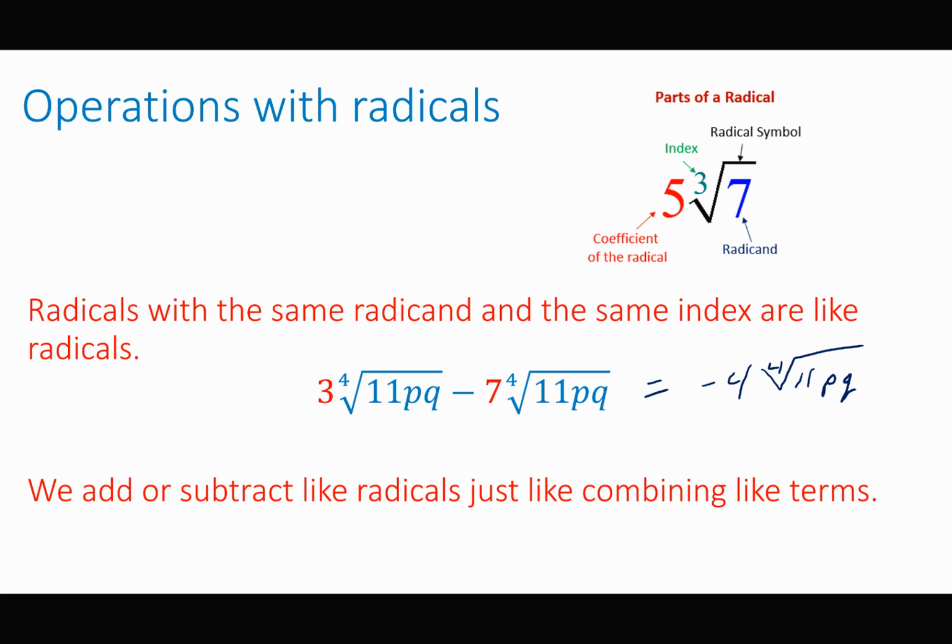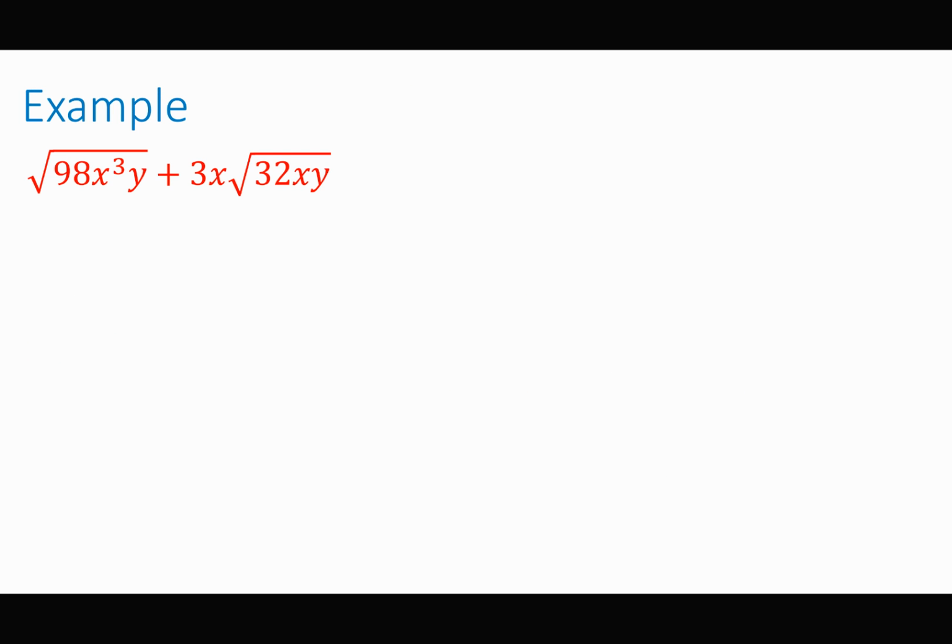All right, so these ones can get a little more involved. So if I asked you to combine with addition, 9x times the square root of 98x cubed y plus 3x times the square root of 32xy. Well, we're off to a good start because they're both square roots. So we have our index the same. Our radicands are close, x cubed. We have x and y essentially on both of them.